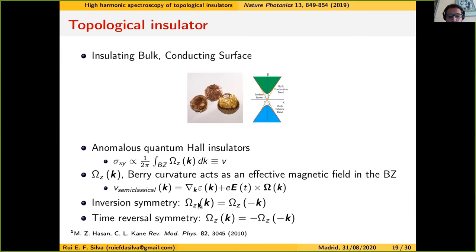Indeed, Ω(k) needs to be Ω(−k) if we have inversion symmetry, and if we have time reversal symmetry, Ω(k) needs to be −Ω(−k). If you want to look more into topological insulators, I would recommend this colloquium in Reviews of Modern Physics that is very nice for an introduction to topological insulators.